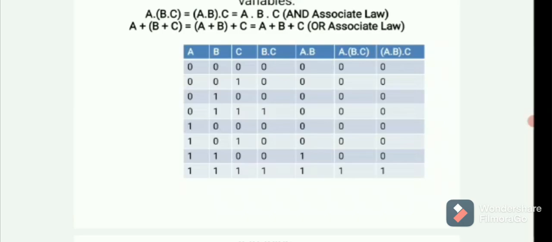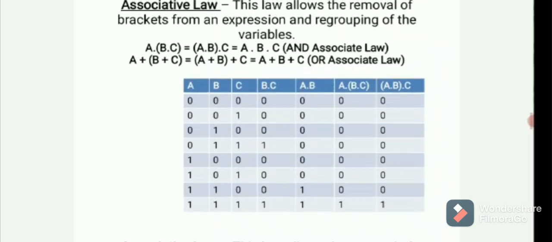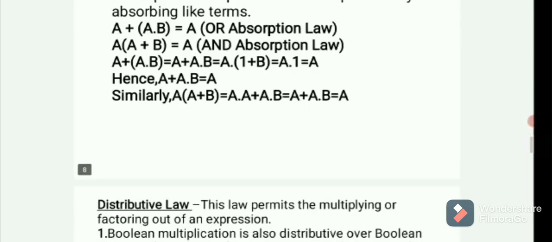Here you can say (B.C), A.B, and last of all A.(B.C) and B.(A.B.C) is the same output. So you can say this law, the AND associative law and the OR associative law, are the same.